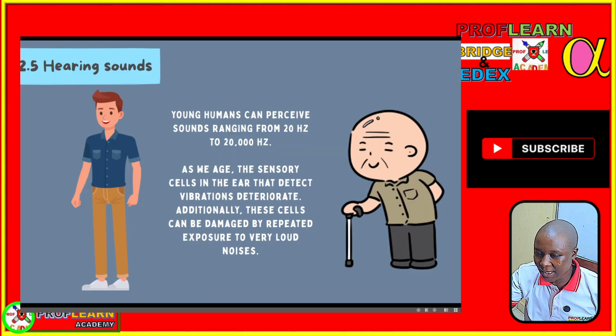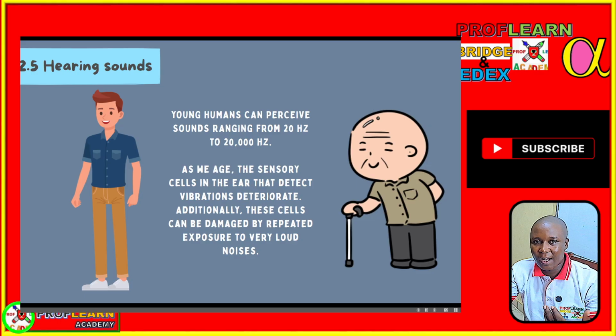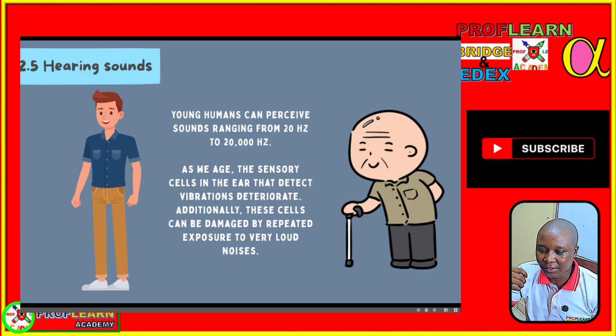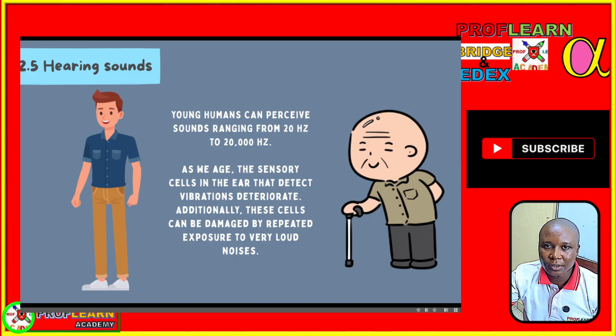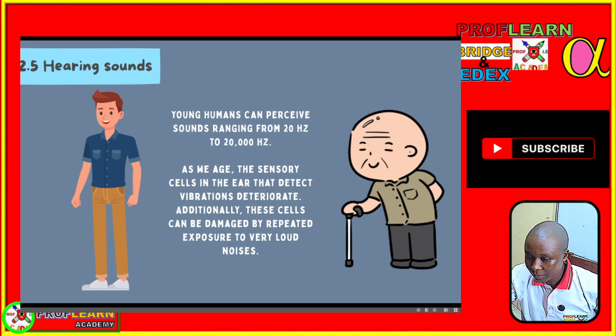You need to understand that as you age, the human hearing range is also affected because the sensory cells in the ear deteriorate with age. That's why you find old parents and grandparents are not able to hear well; they strain to hear compared to when you are young.